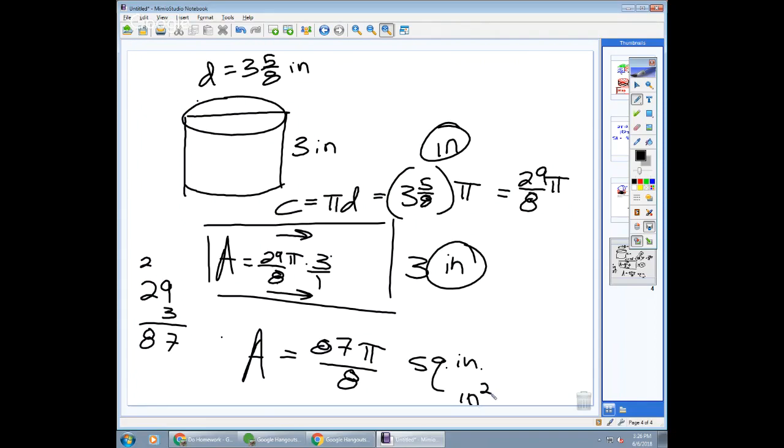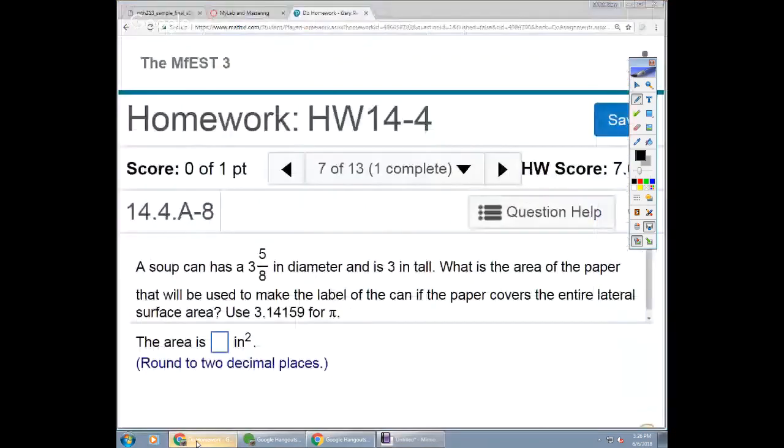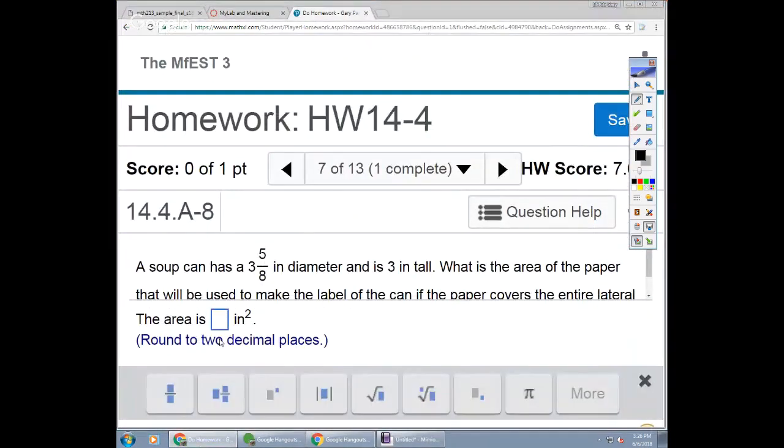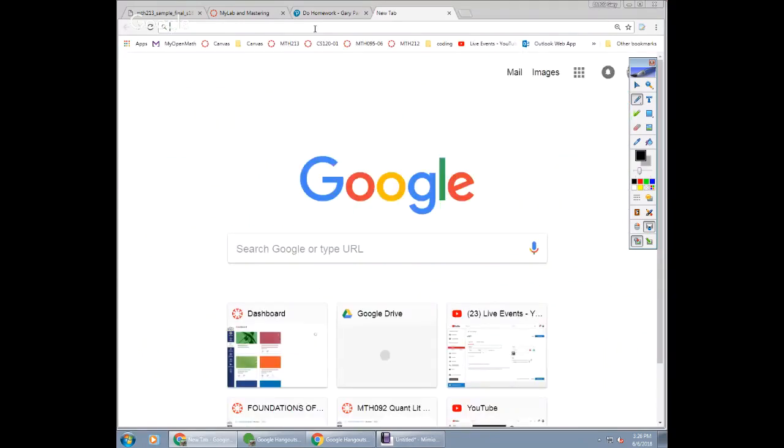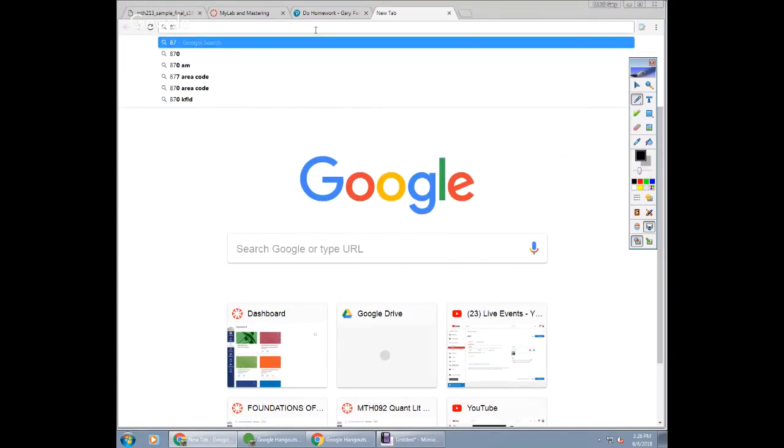Let's see if we can get a fantastic out of the computer. 87 pi, oops, not in the box. Oh, this time it says round to 2 decimal places. Okay. So in my calculator, I type 87 pi over 8. Calculator says it's 34.16. Anybody else get about that? Yeah, that's what I have.